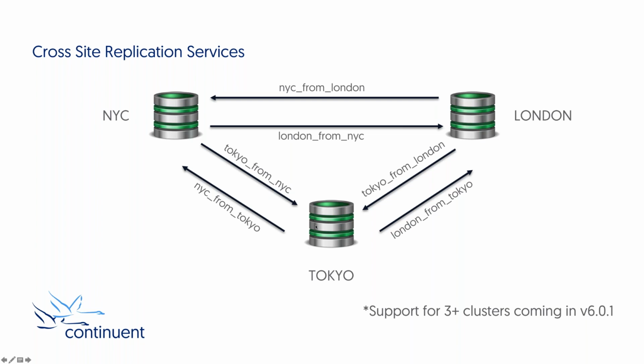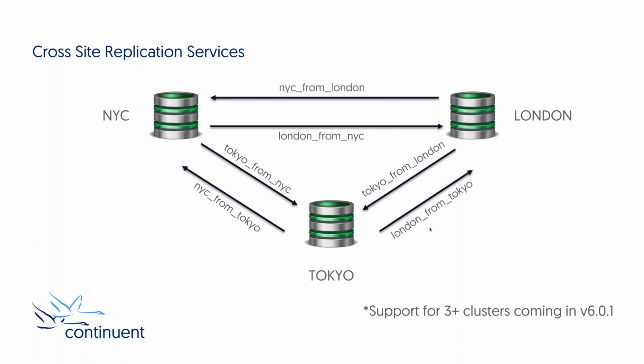Now, support for 3 or more clusters in Multimaster won't be available until 6.01. So look out for that if you want more than 2 clusters. We're expecting 6.01 to be within sort of a 6 to 8 weeks time frame from today, from the 18th of April. Keep an eye out for updates on when that's released.